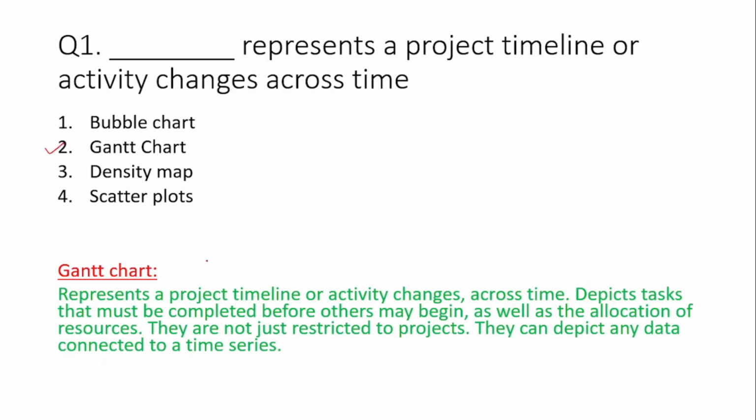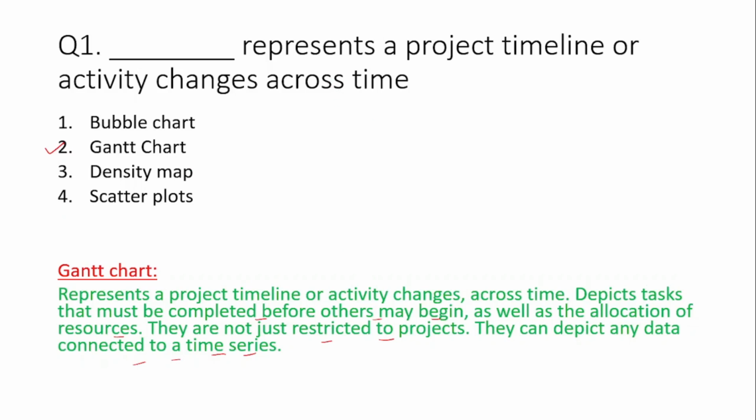Why Gantt chart? Let's read the definition of Gantt chart. It simply says it represents a project timeline or activity changes, as is mentioned in the question, across time. Now it depicts tasks that must be completed before others may begin, as well as allocation of resources. They are not just restricted to projects. They can depict any data connected to a time series. So that's a proper definition of the Gantt chart. So basically it represents a project timeline or activity changes. That's what the question talks about. Hence my correct option should be option number 2.